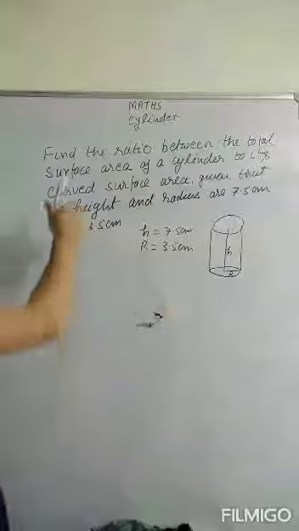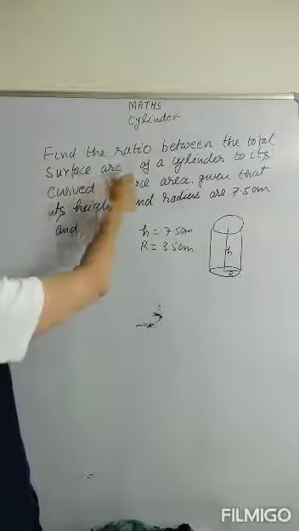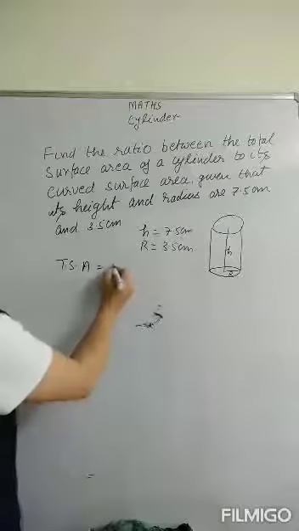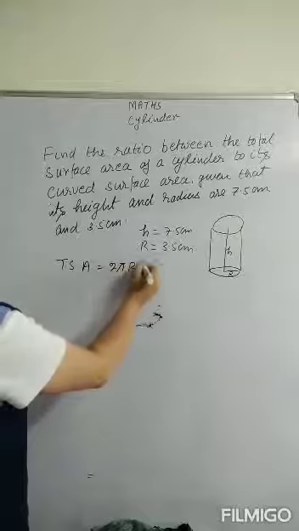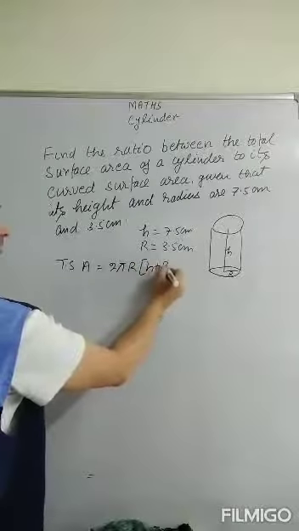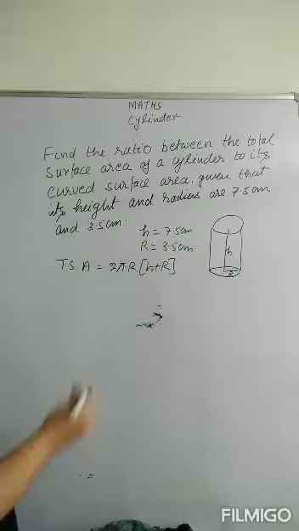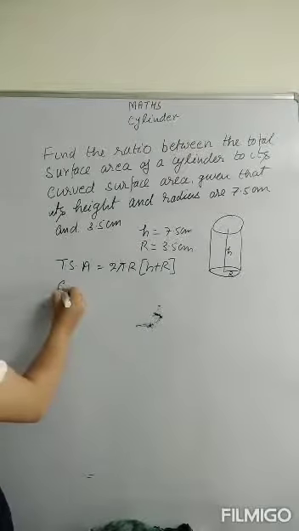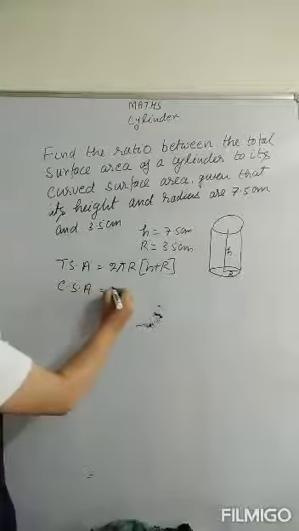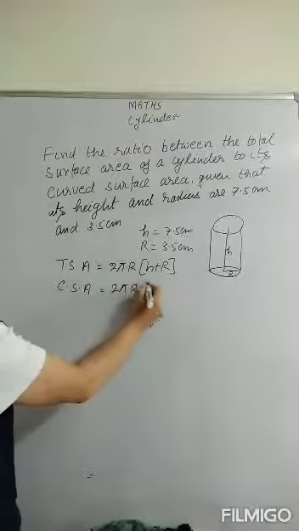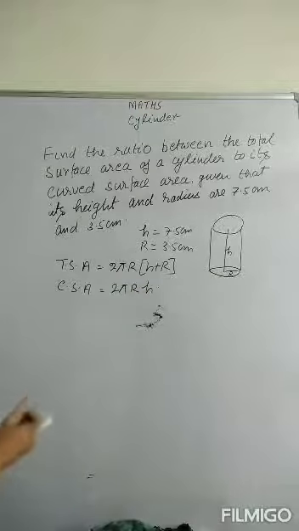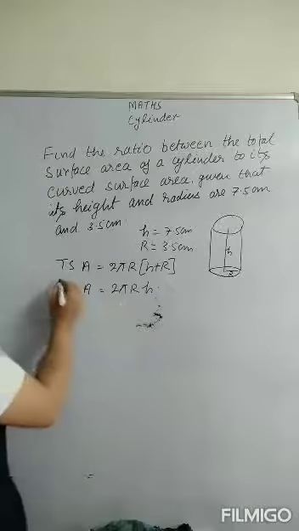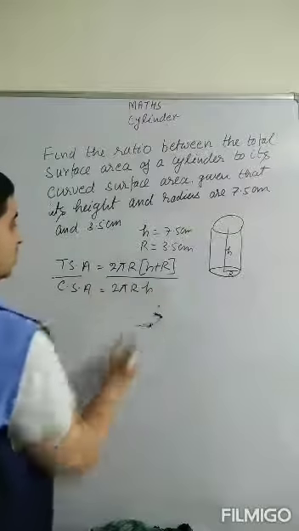And what do you have to find? You have to find the ratio between total surface area and curved surface area. What is the formula for total surface area? 2 pi r (h plus r). This is the formula to find the total surface area. And what is the curved surface area? It is 2 pi r h. Got it? So this is total surface area and this is curved surface area. Now you have to find the ratio of these two.